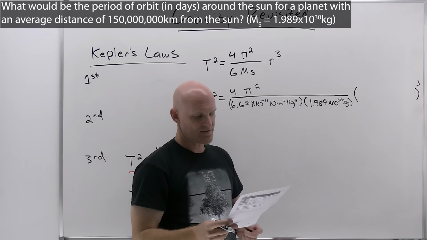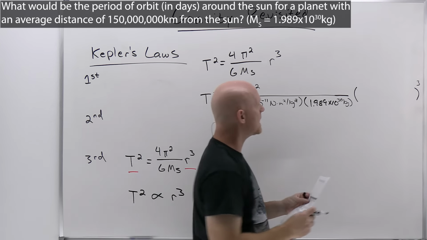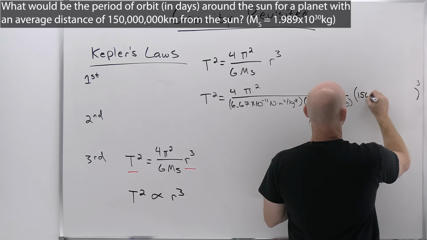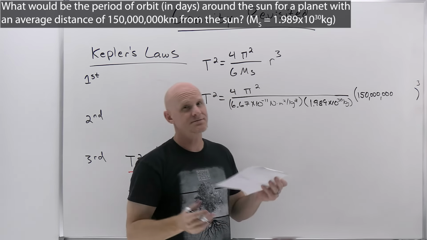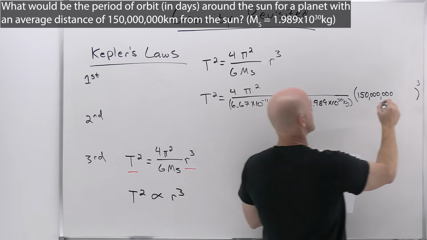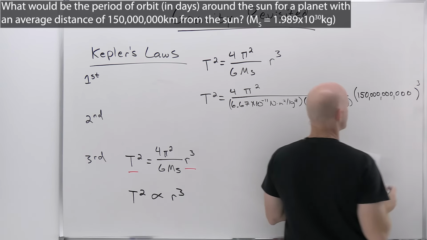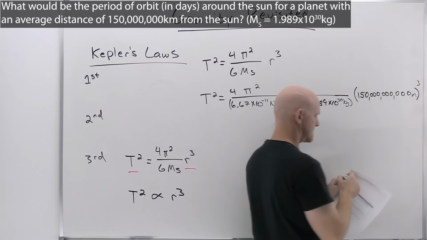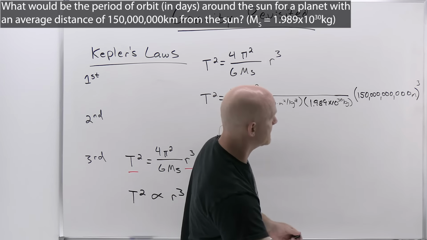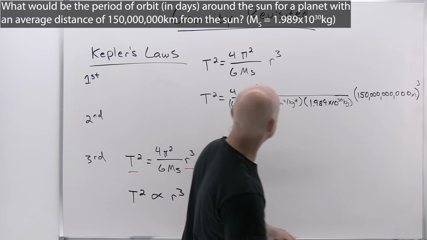So here's the tricky part. It's given as 150 million kilometers. That's 150 million, but that's in kilometers. The SI unit should be meters, so we've got to multiply by another 1,000. It's 150 billion meters cubed. And we're definitely going to let our calculator do the heavy lifting for us here.